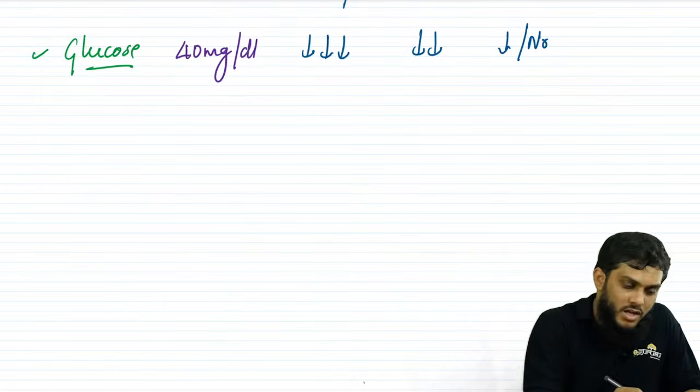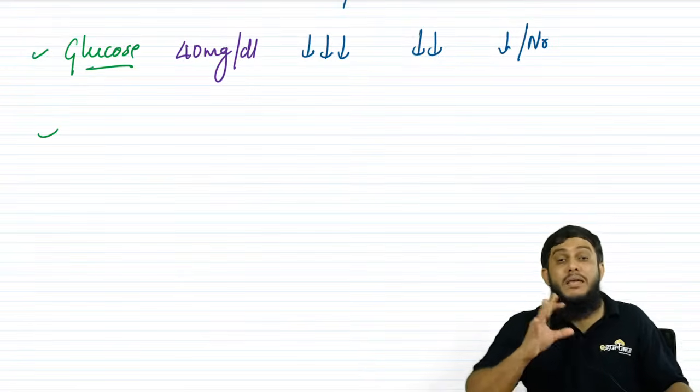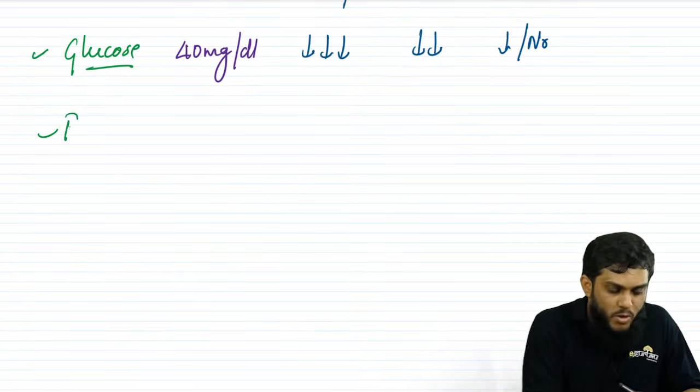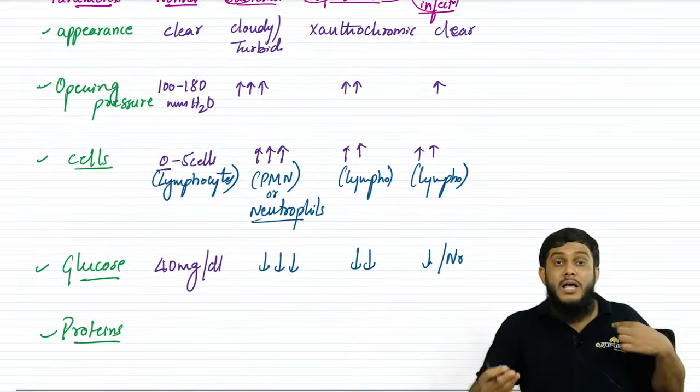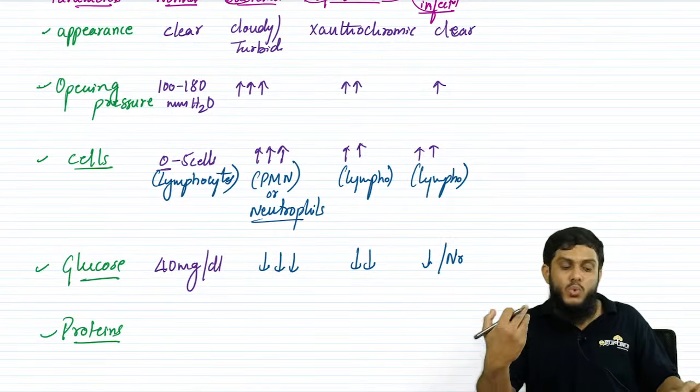That is important. Now the last important parameter. There are many parameters, but these are the very important ones for the entrance examination. For our university and entrance examination, 5 important parameters: appearance, opening pressure, cells, glucose and proteins.